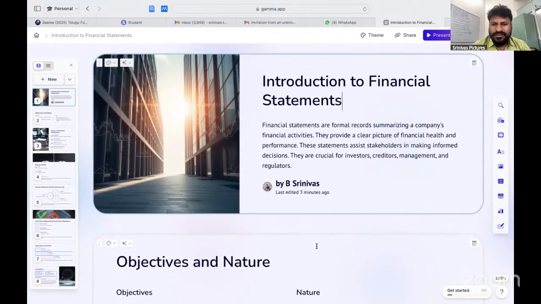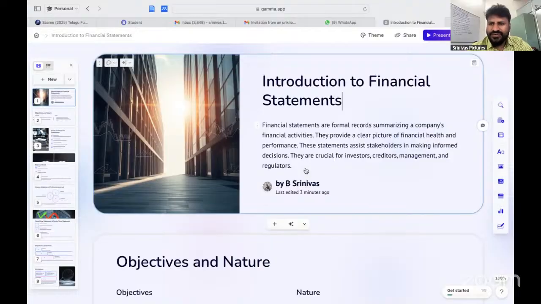Today I will explain introduction to financial statements, which is there in the third unit. First of all, what is the meaning of financial statements? Financial statements are the formal records summarizing the company's financial activities. They provide a clear picture of financial health and performance. These statements assist stakeholders in making informed decisions. They are crucial for investors, creditors, management, and regulators. So this is the introduction about the financial statements.